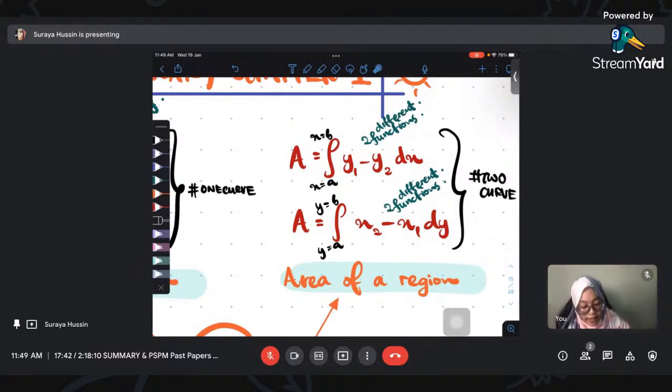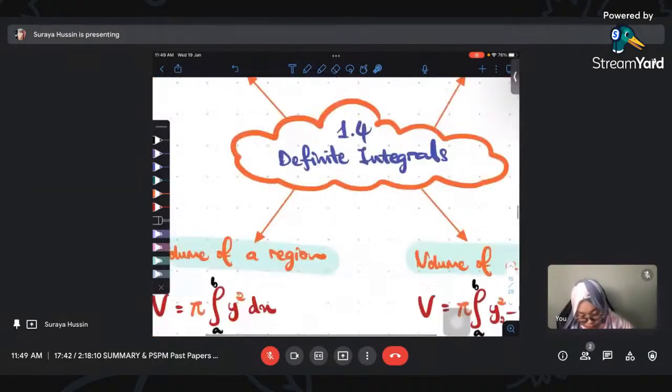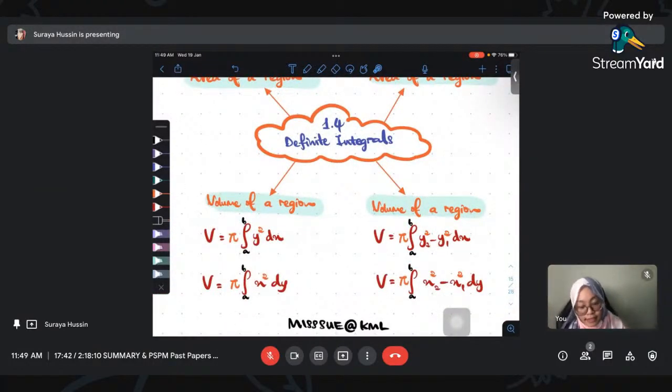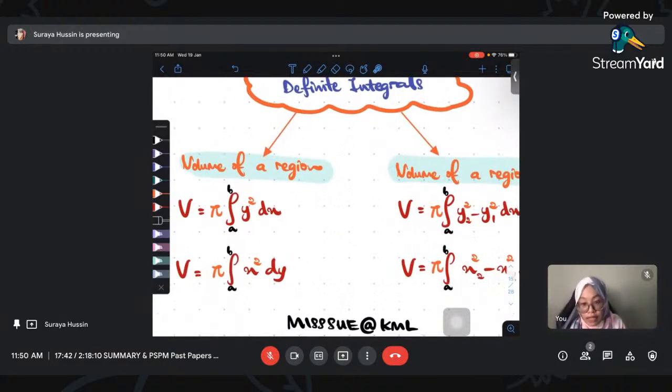I hope you understand the formula where there is only two functions. Okay, dia ada dua function apabila dia ada dua curve. Okay, macam mana nak tahu siapa tolak siapa? Kita perlu tengok soalan. Let's go to the volume. Volume pun sama sahaja. Basically apa yang saya dah terangkan tadi semua sama. Apa yang membezakan volume dan area, formulanya hanyalah pada sini. Hanyalah pada pi and having a square there.